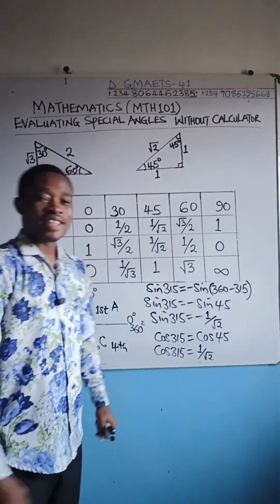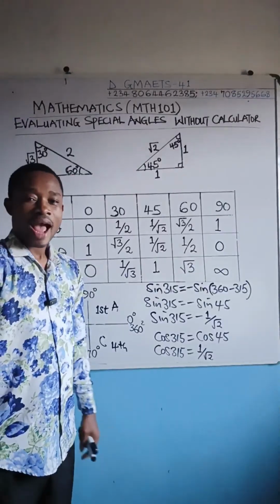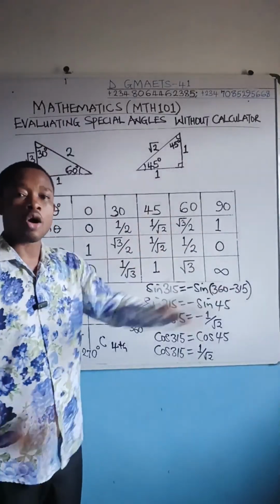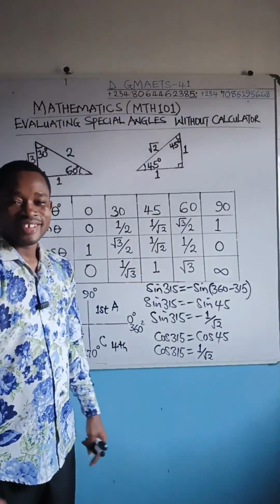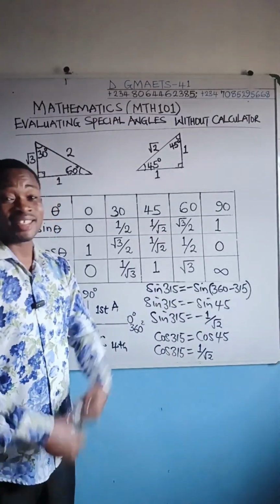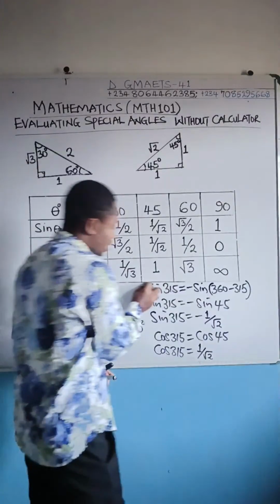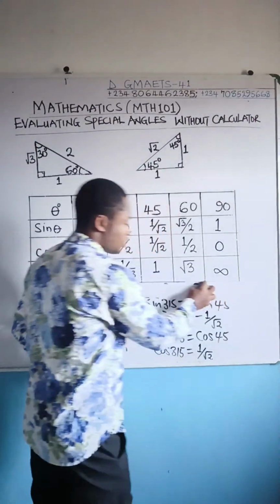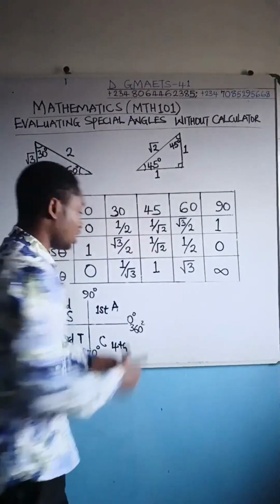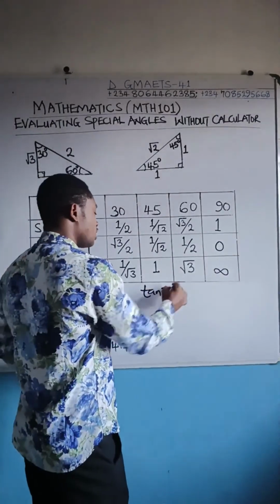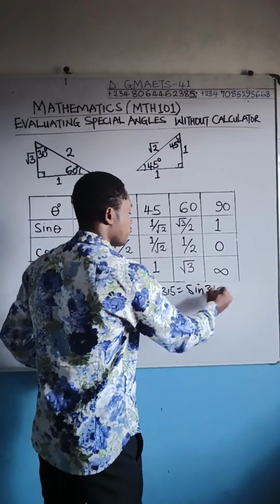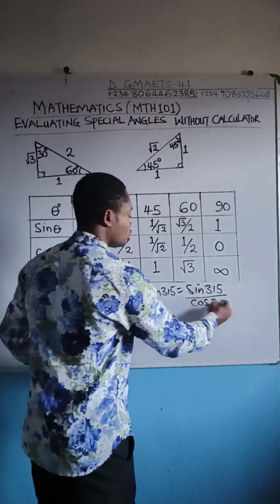Now, let us evaluate tan 315. I will now use these values to obtain tan 315. I will use the sine over cos approach. You can use any one of them. Tan 315, you can convert it to tan 45 and still evaluate it. But I don't want to convert to tan 45 again this time. I want us to use the value of sine and cos to obtain tan 315. So tan 315 is going to be equal to sine 315 all over cos 315.